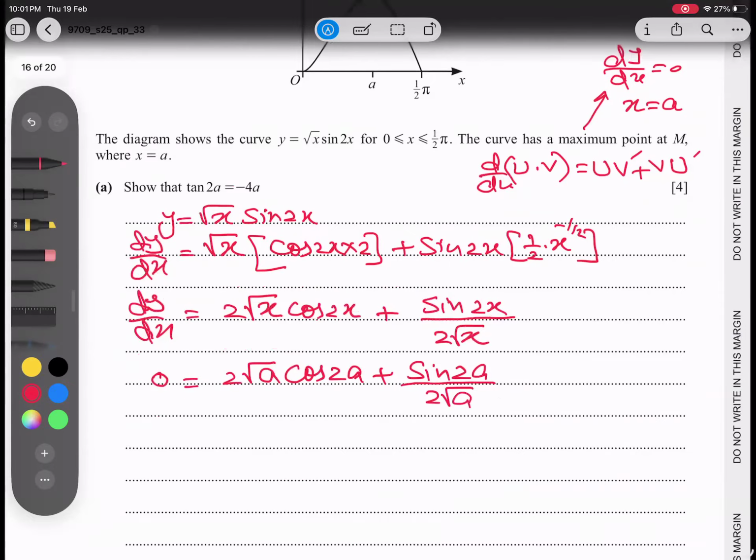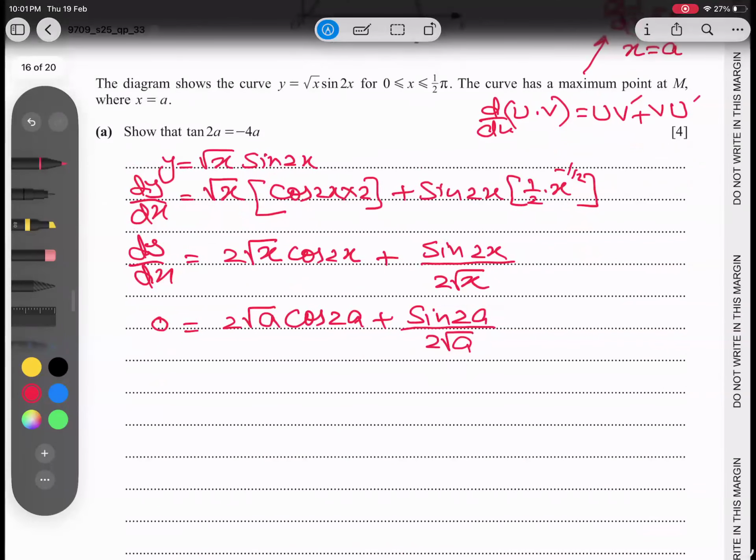Okay, students, what is our plan? Because I need a tan, so sine over cos. So I bring this first to the other side. I can say sine 2A over 2 root of A is equal to negative 2 root of A cos 2A. Now this will multiply on the other side. I get sine 2A equals, 2 twos are 4, and the negative sign must be there.